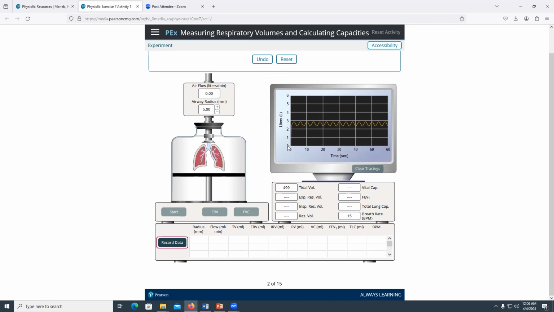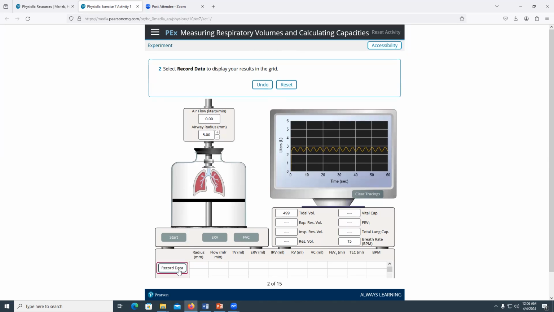This is my independent variable, the time on the x-axis. On the y-axis is my dependent variable, and that represents my lung volume. So this is my tidal volume. Now if I take a deeper breath, the time is still going to be the same, but the volume is going to increase because now I have inspiratory reserve volume. Then I'm going to have expiratory reserve volume. So that's going to be changing a lot. So let's record the data.